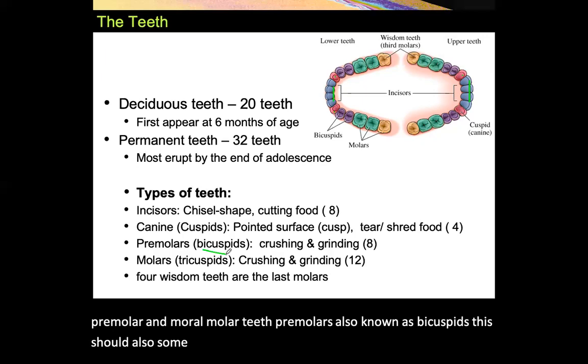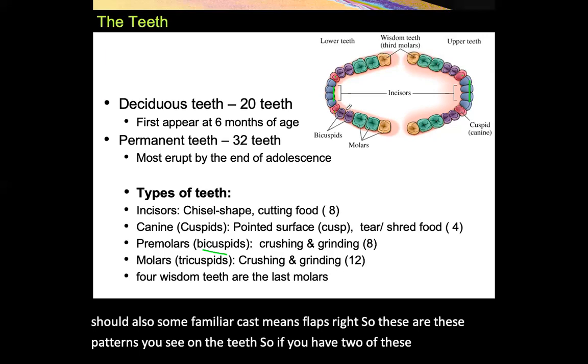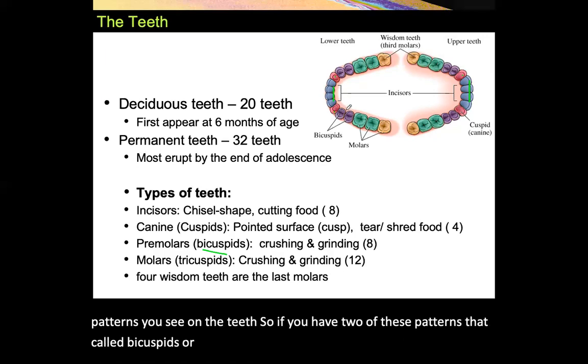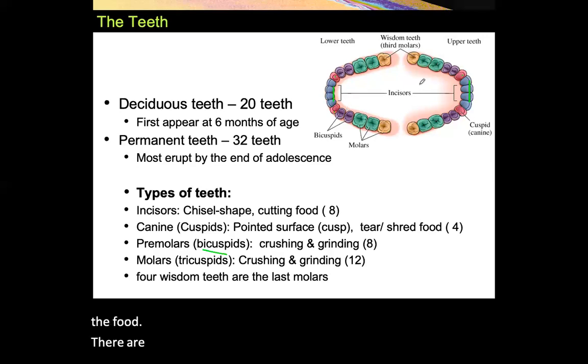Cusp means flaps, right? So these are the patterns you see on the teeth. If you have 2 of these patterns, they're called bicuspids or premolars. Their main goal is to crush or grind the food. They are depicted in our picture in purple. Again, 4 on the top, 4 on the bottom.